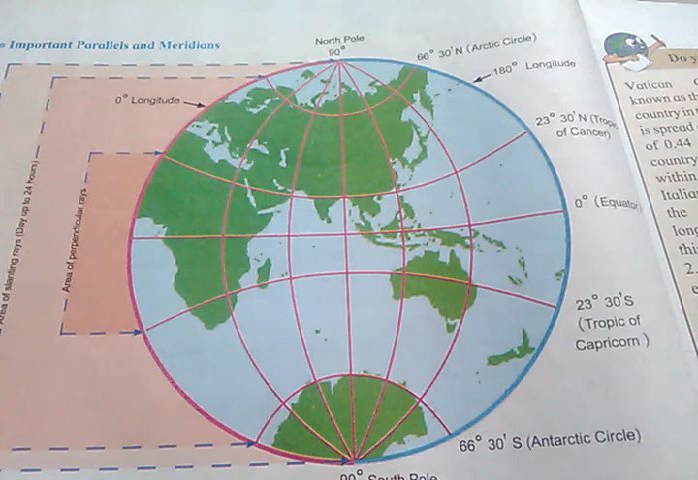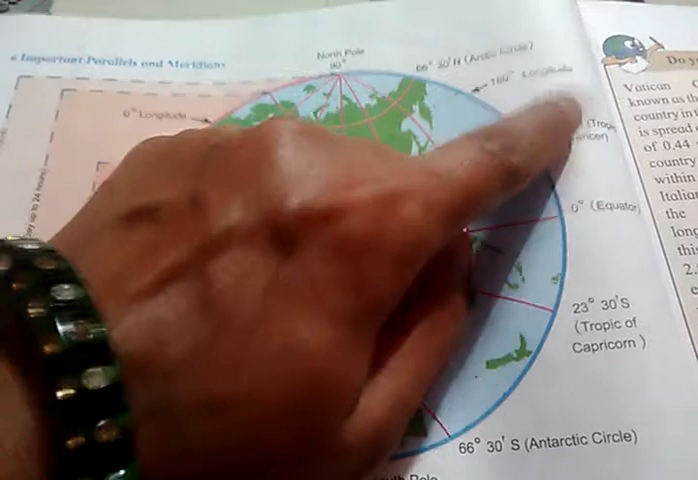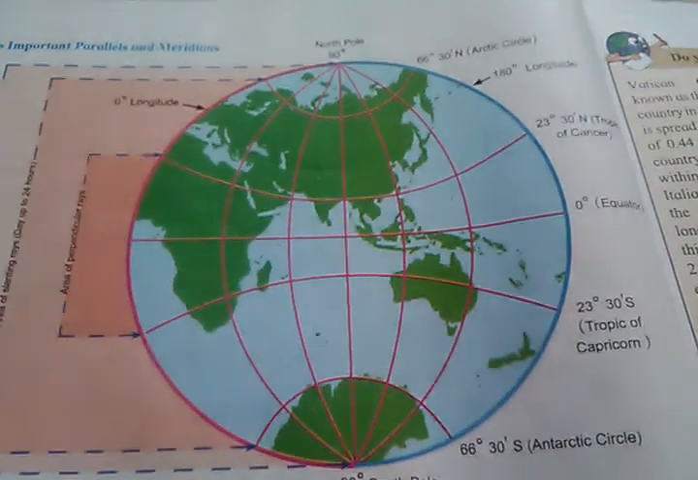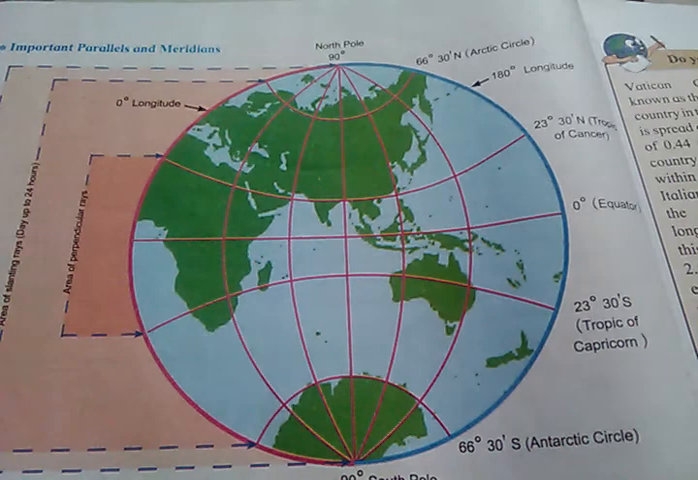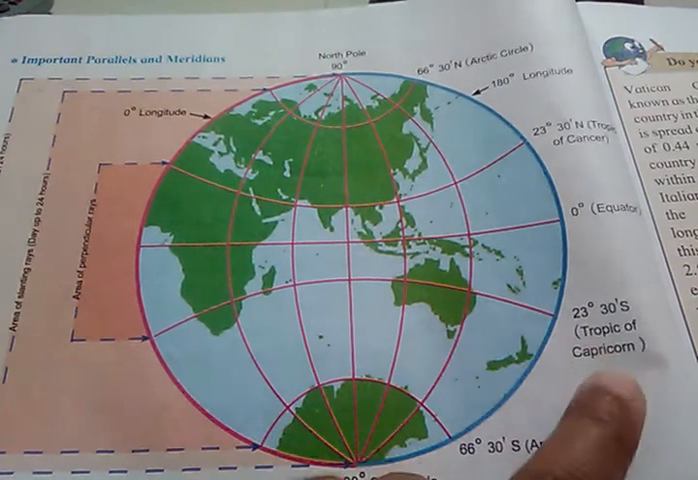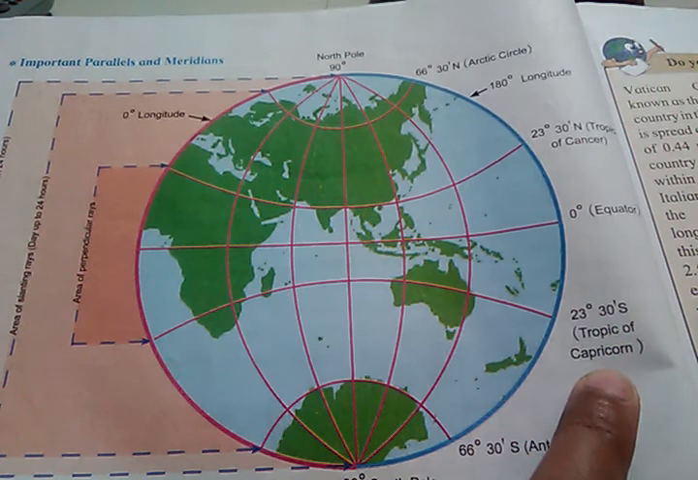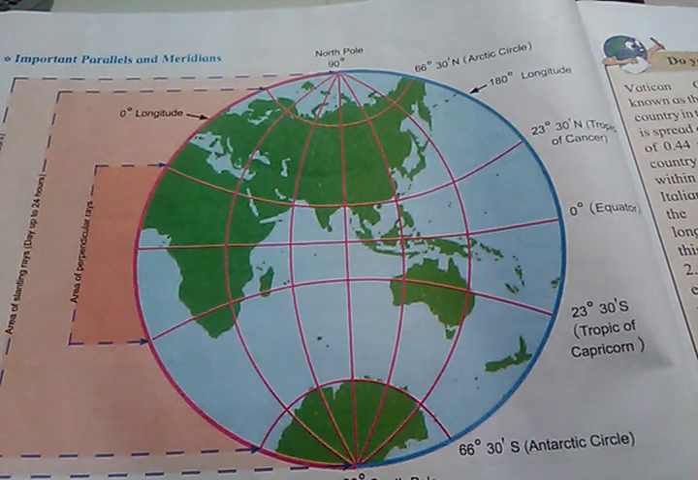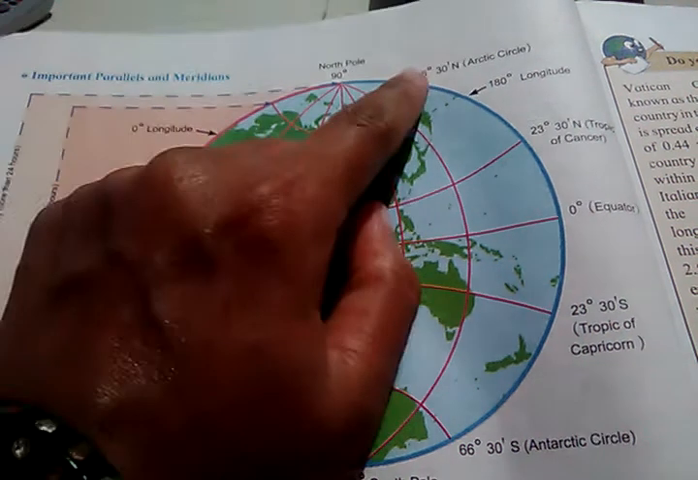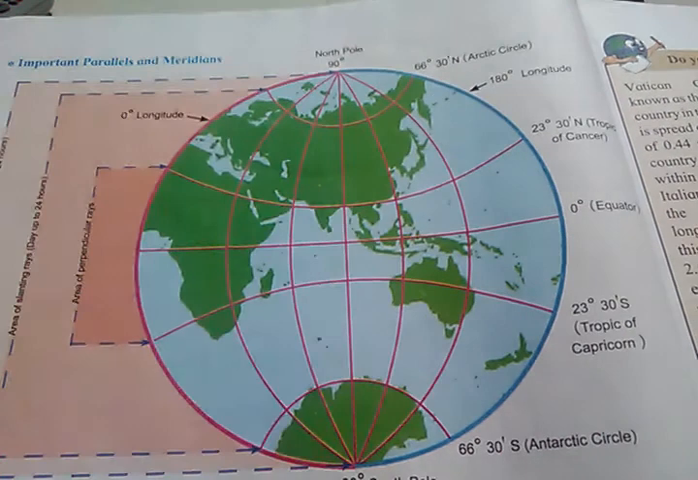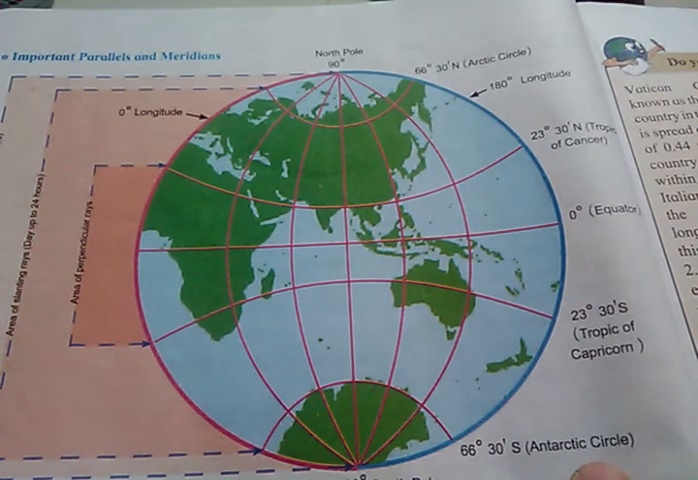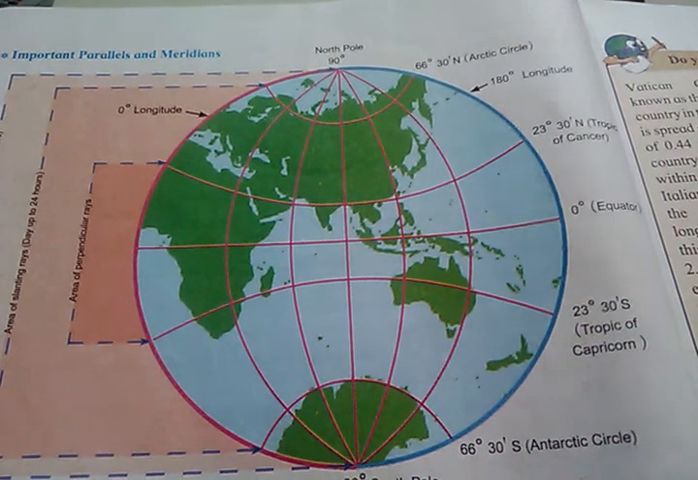Parallel at 23 degree 30 minutes. 23 degree 30 minutes to the north is Tropic of Cancer. 23 degree 30 minutes to the south is Tropic of Capricorn. 66 degree 30 minutes to the north is Arctic Circle and 66 degree 30 minutes to the south is Antarctic Circle.